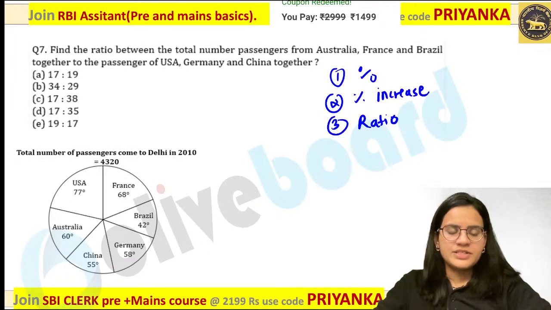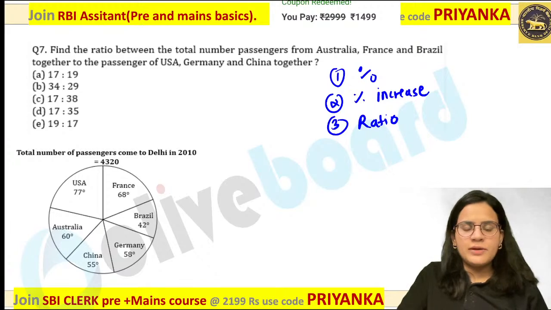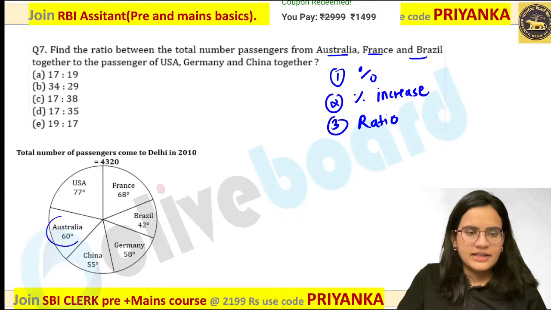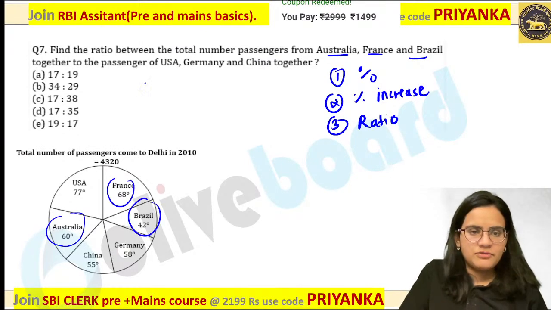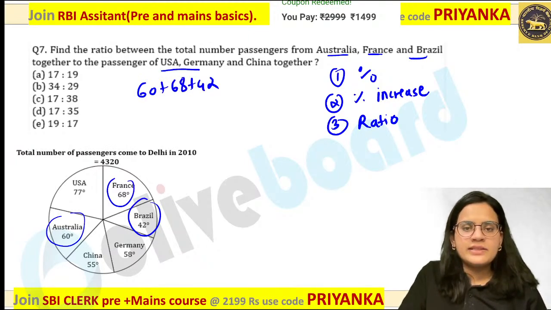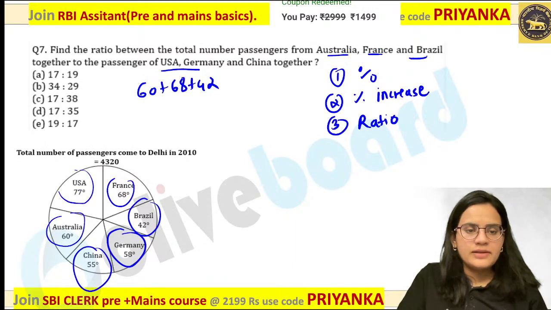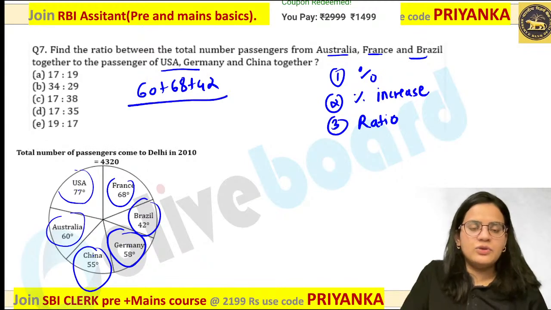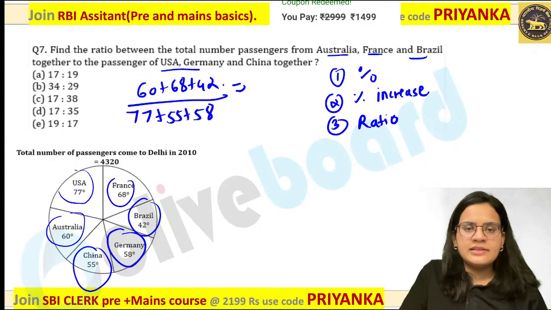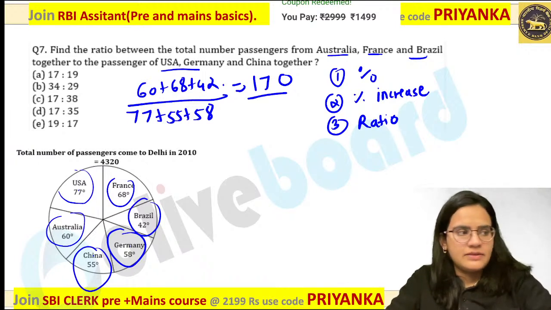So how will you go about this question? Let us quickly do it. Find the ratio between the total number of passengers from Australia, France and Brazil. Okay, so they are talking about Australia, France and Brazil over here. That means you have to take 60, 68 and 42, and to the number of passengers from USA, Germany and China. So you have to take the remaining values over here. If I am calculating the value, I can easily calculate it: 77 plus 55 plus 58. Are you getting it? If you are adding these values, that is nothing but 6 plus 4, 10 plus 6, 16, 17, 170 would be the value over here.